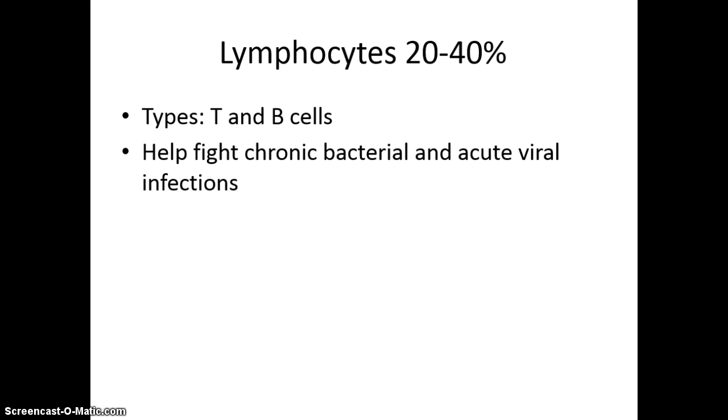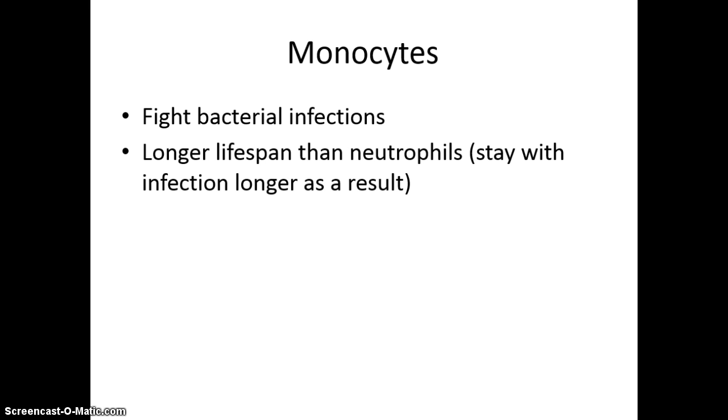Lymphocytes come second with the differential. Those help more with chronic bacterial and acute viral infections. Monocytes come right after the neutrophils. Monocytes are a little slower, they're bigger, but when they come and help fight that acute bacterial infection, they can stay longer. They have a longer lifespan than the neutrophils. So the neutrophils show up first and fight, but they get tired pretty quickly, and the monocytes come in a little slower, but they hang with it a little longer to help fight that infection long term.